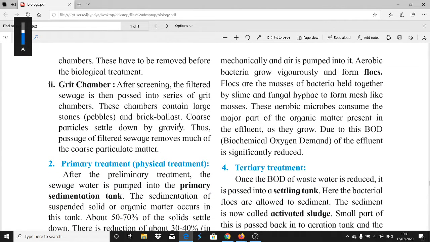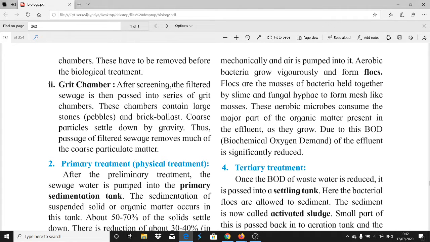Another part is the grit chamber. After screening, the first step in the preliminary treatment, the suspended coarse solid particles are removed and the dissolved particles are separated before entering the grit chamber. After screening, the second sub-step is the grit chamber.